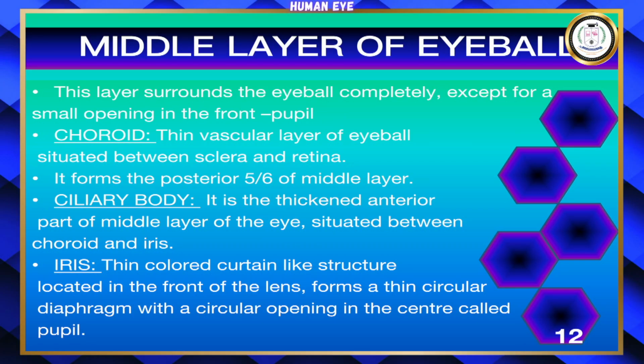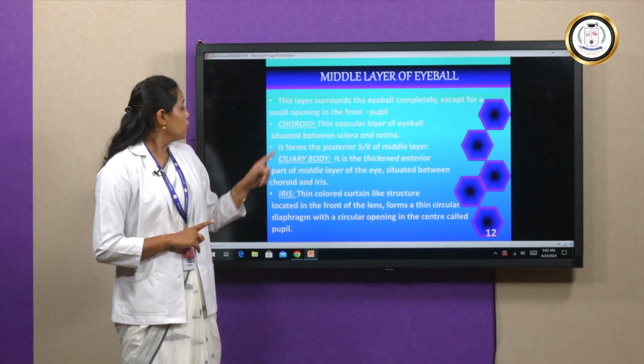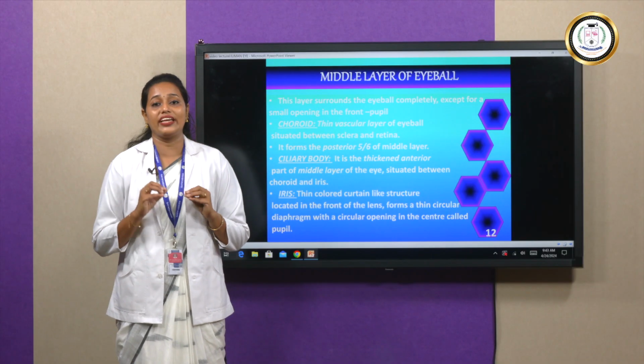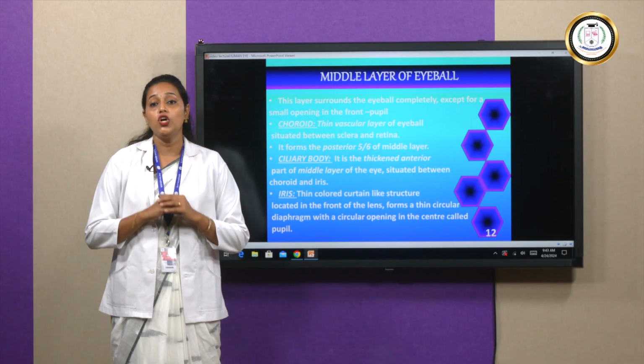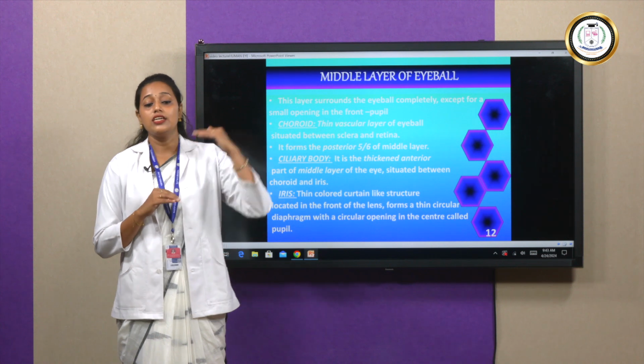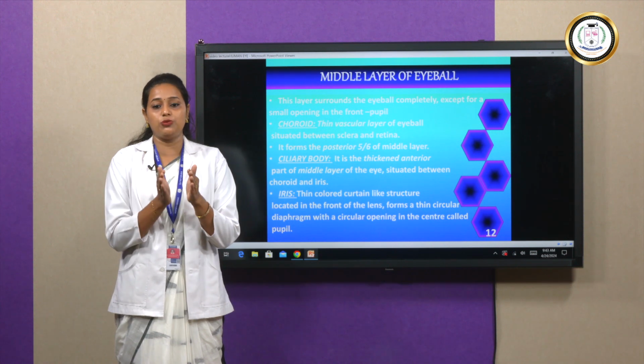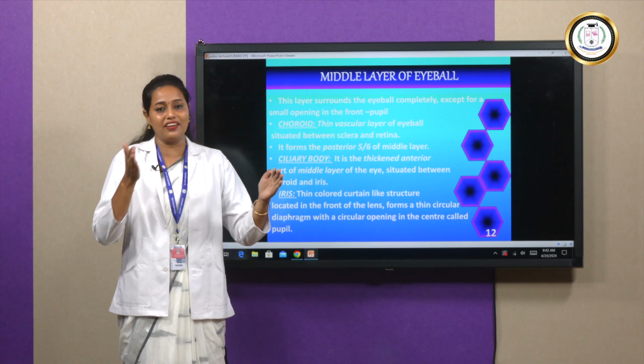Next comes the middle layer of the eyeball. The middle layer of the eyeball includes three structures. The first structure is called the choroid, the second structure is the ciliary body, and the third structure is the iris. Choroid is a very thin vascular layer of the eyeball which lies in between the sclera and retina.